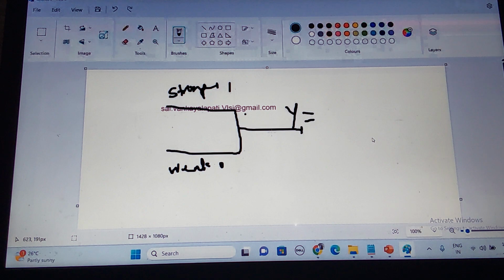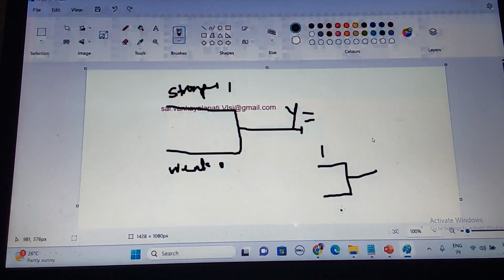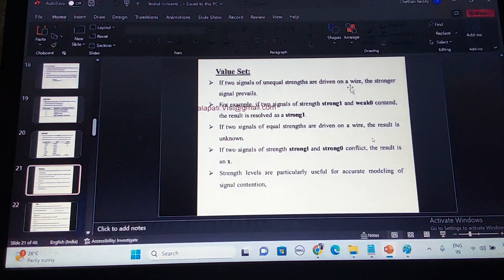In addition to the logic, if two signals are of unequal strength, if it is connecting 1 and 1, right? Suppose this is 1 and this is 1, you know what this is, right? 1. If two signals of unequal strength are driven on a wire, the strongest signal will be used. This is one example. Strong 1 and weak 0 collided, the result will be resolved as 1.